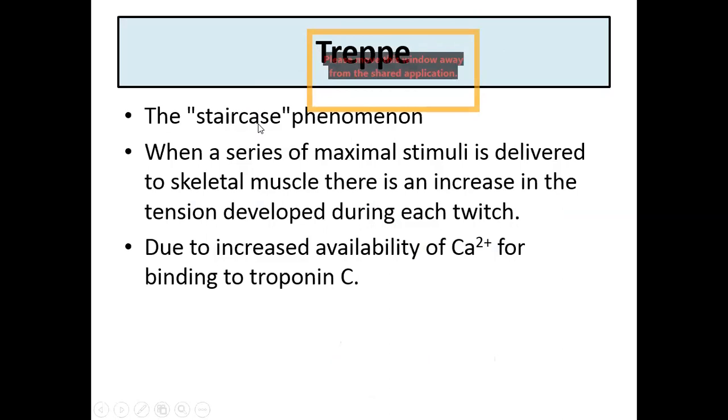As I said, treppe is called the staircase phenomenon, where you give a series of stimuli and you observe an increase in the tension developed during each twitch. This is due to the increased availability of calcium for binding to troponin C.